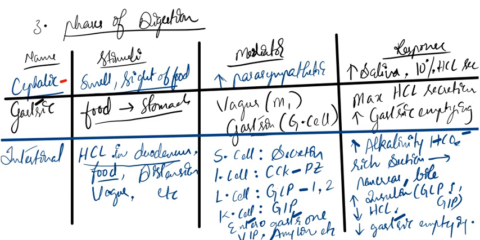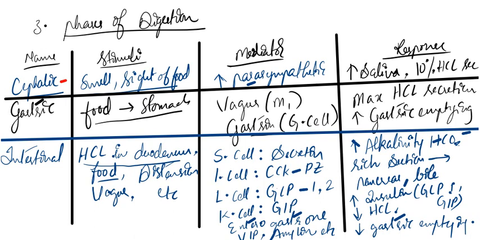Now you understand everything: the cephalic phase, gastric phase, intestinal phase. In the cephalic phase, the stimulus is smell as well as sight, as food acts as the stimulus initiating this phase. The mediator is the parasympathetic system, which leads to increased secretion of saliva and a nearly 10% increase in hydrochloric acid secretion.